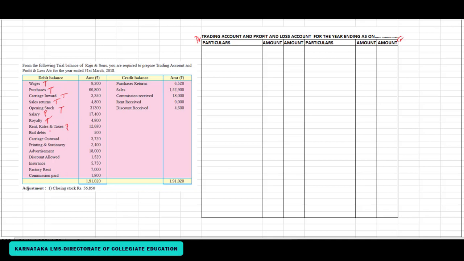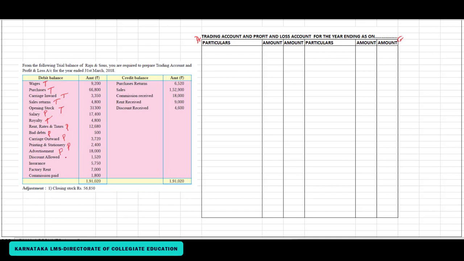Similarly bad debts. See, bad debts is a profit and loss account item because it's an indirect expenditure. And carriage outward, it's a profit and loss account item, it is an indirect expenditure. Printing and stationery, profit and loss account item.